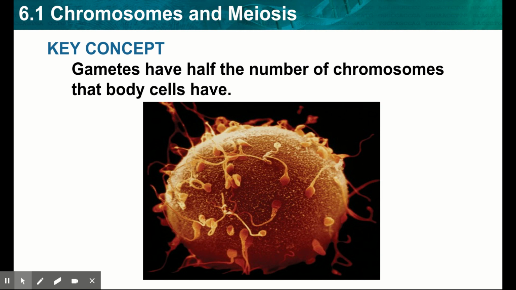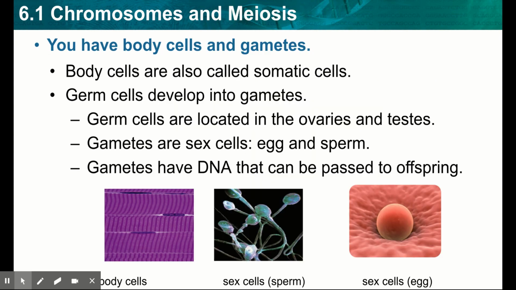And now we're moving forward and talking about sex cells, which are gametes, and how they have half the number of chromosomes that body cells have. And let's get right into it. There's a lot of definitions. There's a lot of things to copy down.